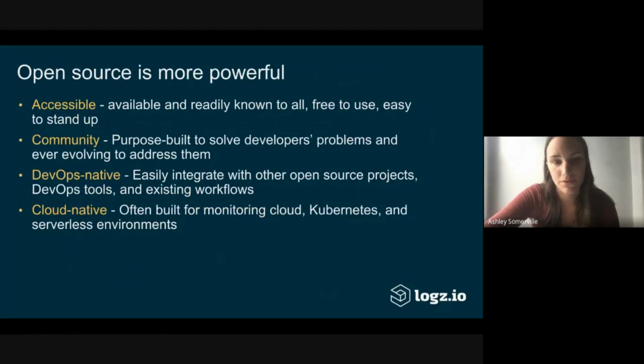Okay, so open source, what's so great about open source? Why open source is the solution? First of all, it's accessible. So it's available, it's readily known. You can go on GitHub while I'm doing this talk and probably deploy an ELK stack, deploy Prometheus, Grafana. It's easy. The hard part is scaling it. And it's really fun to stand these up.